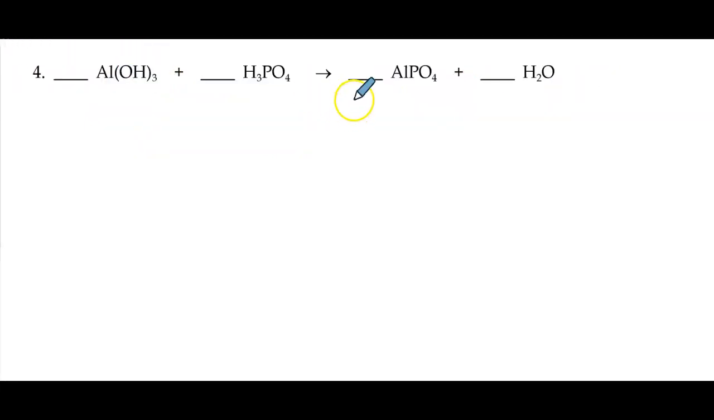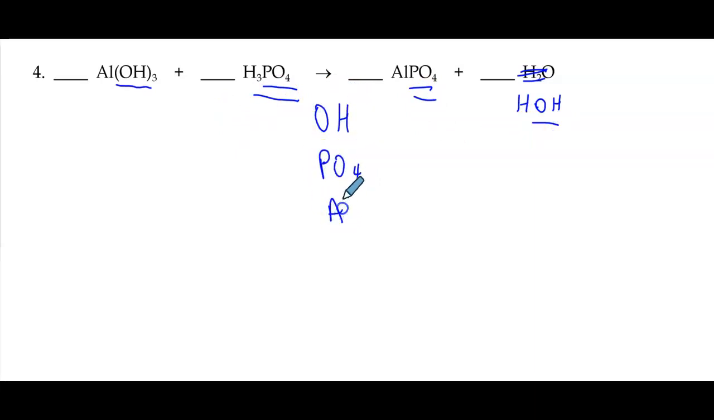Okay, this example now, I have this polyatomic and this is a polyatomic. I have this polyatomic that matches. I don't have an OH, but one thing you should know is you can always write water as HOH. So now I have OH polyatomics, and I have PO4 polyatomics. I have aluminums left and hydrogens left that aren't part of these polyatomics.